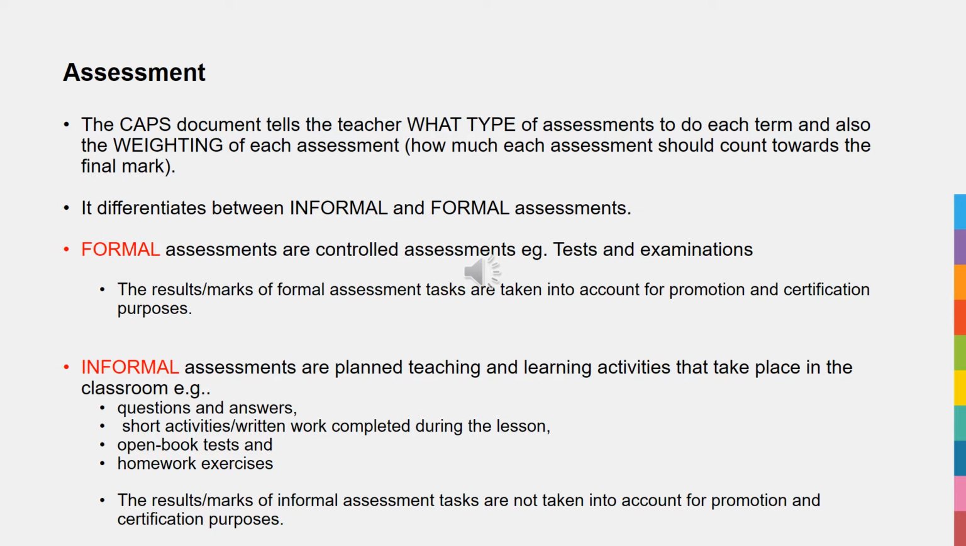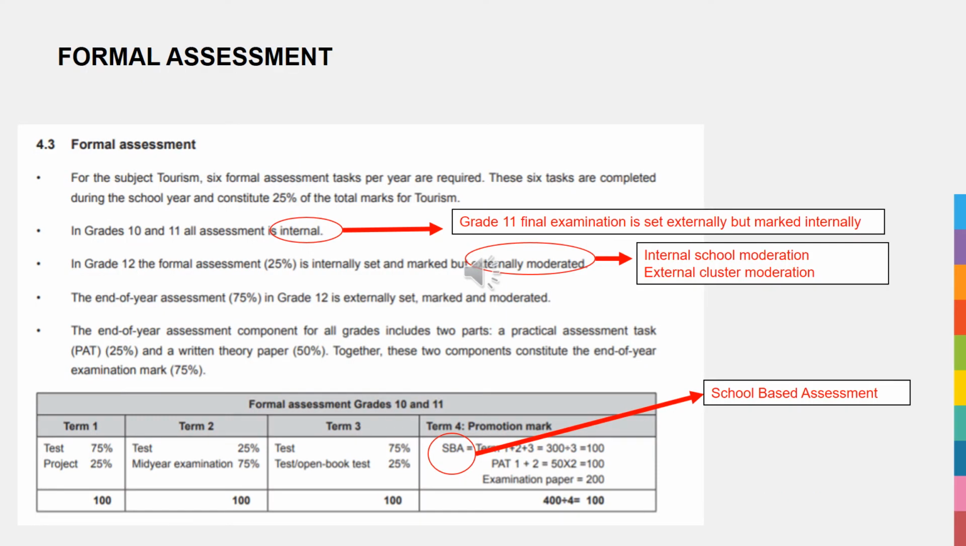Informal assessments, those are the things that you do in your class. Worksheets, open book tests, exercises, little class tests. Those are the things that do not count towards progression, but they test to see if the learners are actually achieving the learning outcomes. Do they know the work that you have taught them? Just briefly about formal assessment.